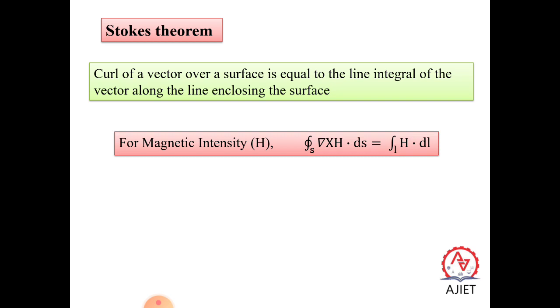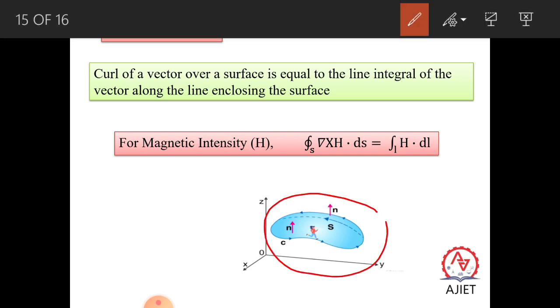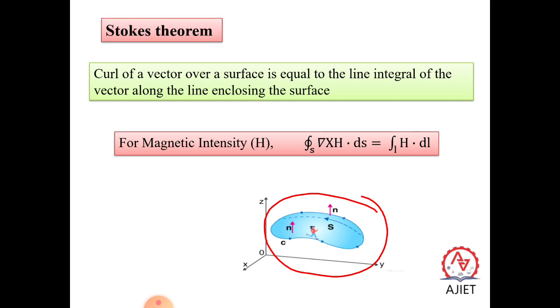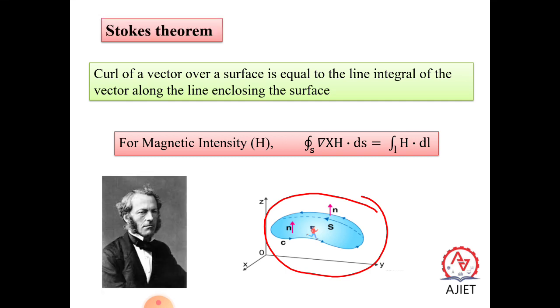For the magnetic field intensity H, the closed surface integral of del cross H dot dS is equal to the line integral of H dot dl. You can see that in the 3-dimensional way. In the diagram, the curl of this vector over the closed surface is equal to the line integral of H dot dl. This law was formulated by John Stokes, and the theorem is called Stokes theorem.